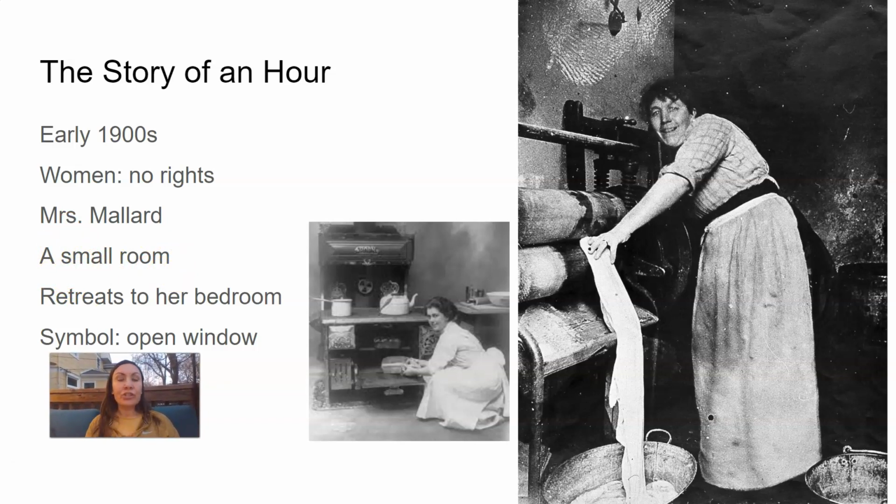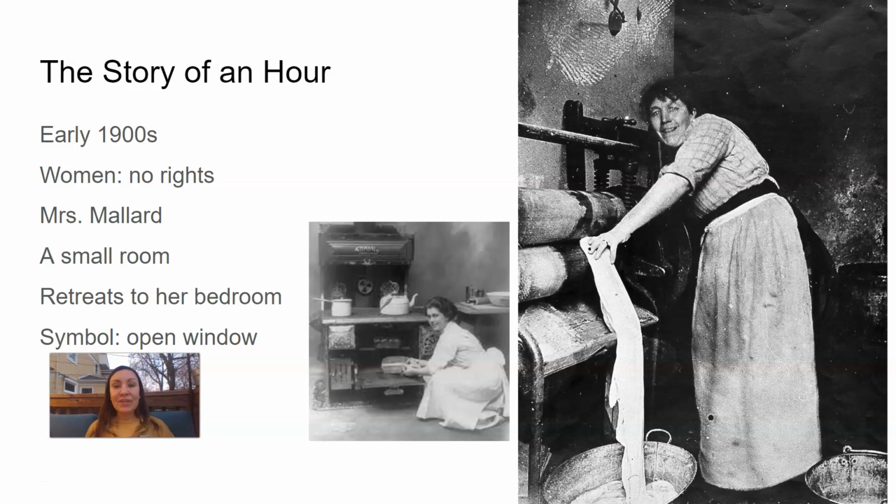When her sister Josephine comes to deliver the news that her husband has died, which is what we as the readers initially think, they deliver that news in the home, in either the kitchen or some kind of a public space like the living room. And Mrs. Mallard has that really big reaction where she's very upset initially, but then later she retires to her bedroom, which is even more of a confined space.